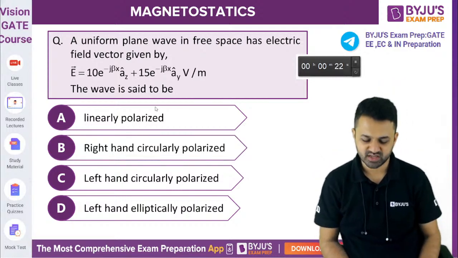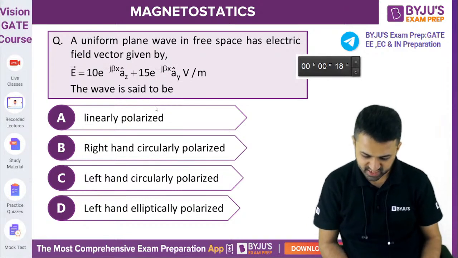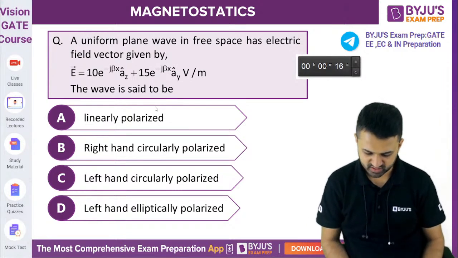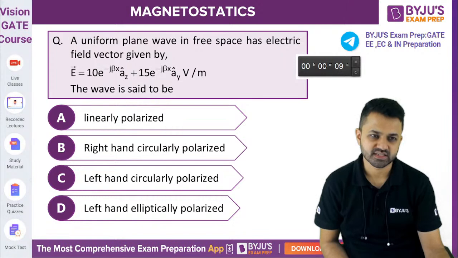So yes, Bhanu has got the answer A and Pratyusha has got the answer D. So let's see who is actually correct. Who has done this as the right one.